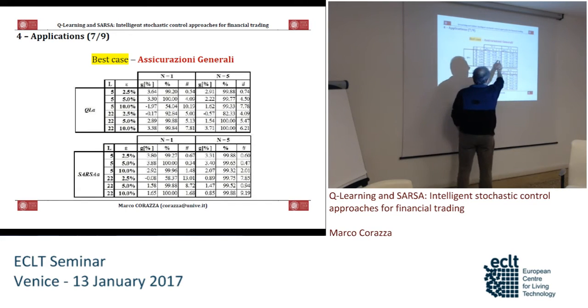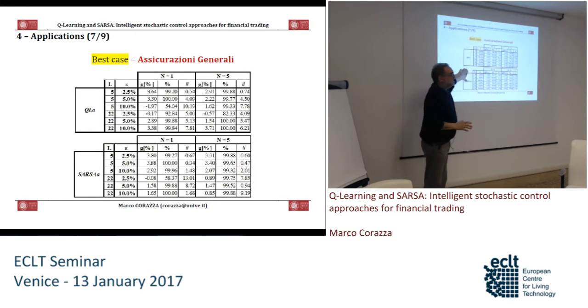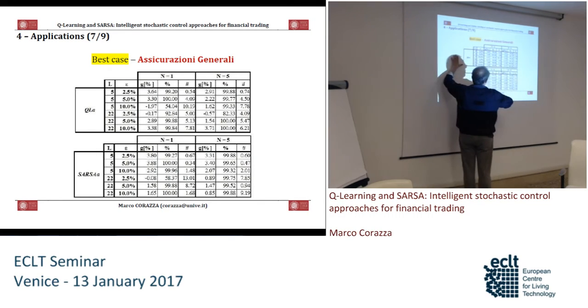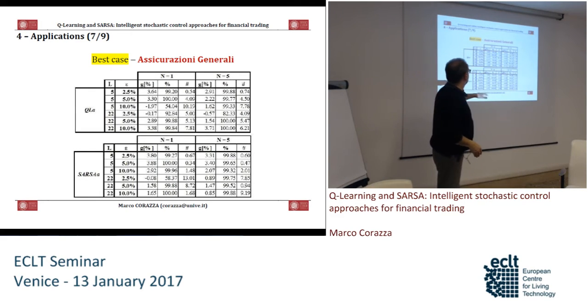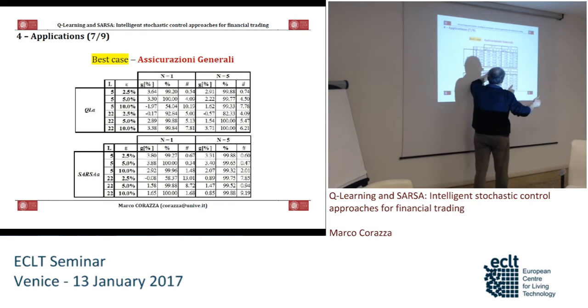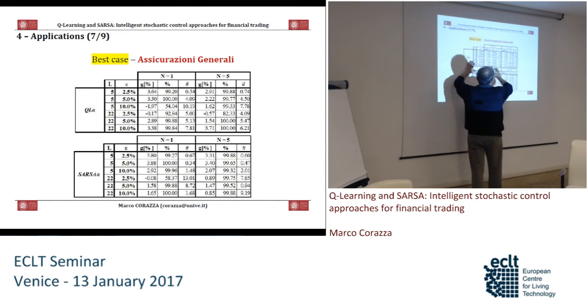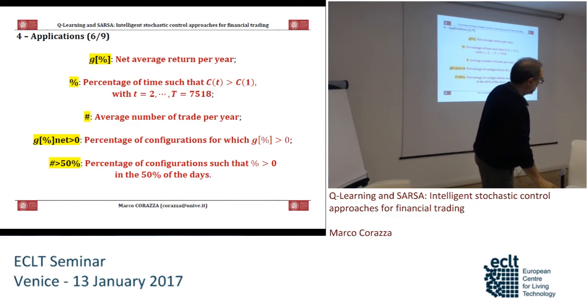Only in a few cases it is negative, and it is very small. So in this case, whatever the configuration for each of the 30 years, the trading system, both the Q-learning and the SARSA, with the 1 state, with the 5 states, and so on, have provided a positive rate of return per year.